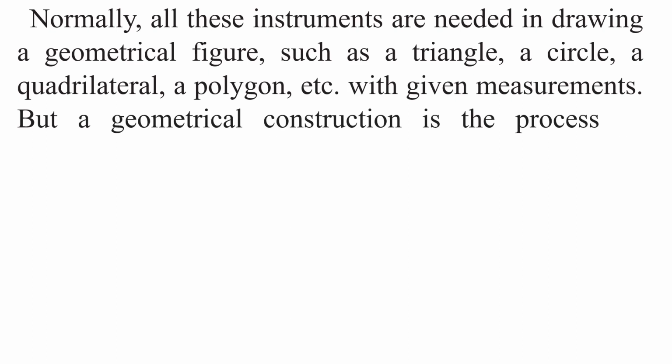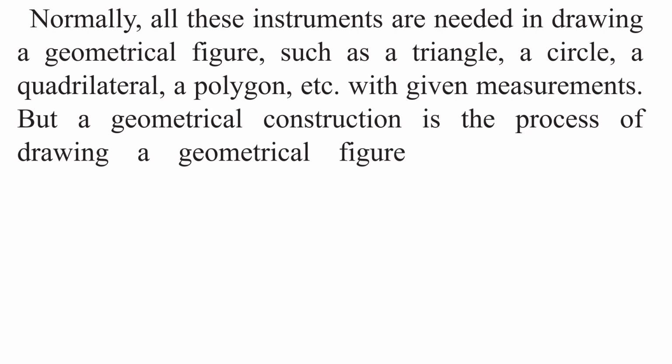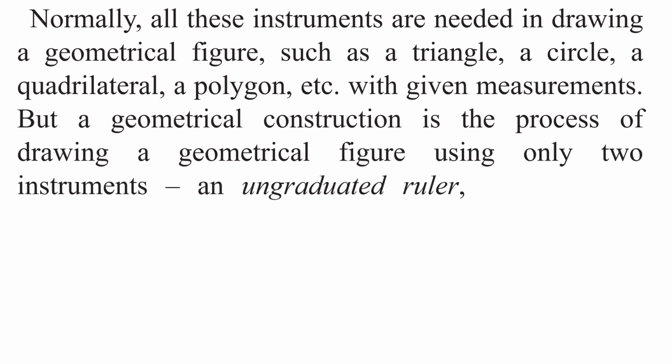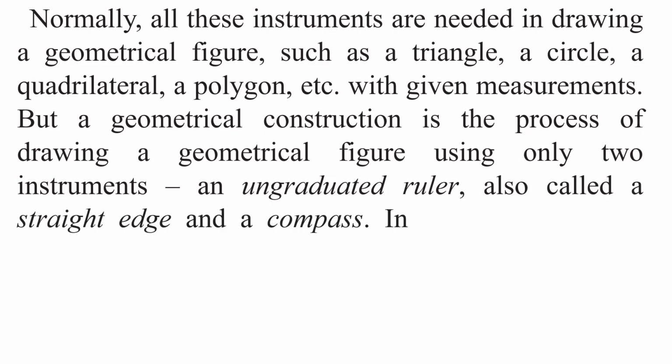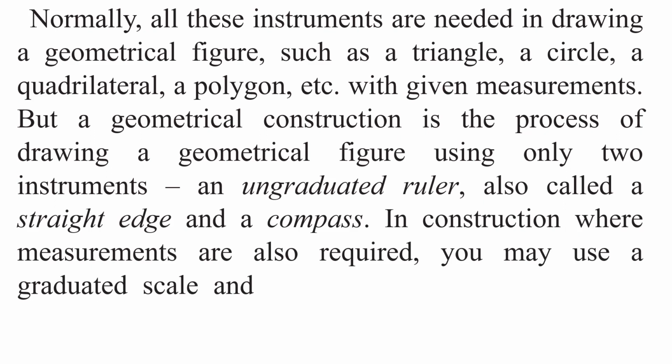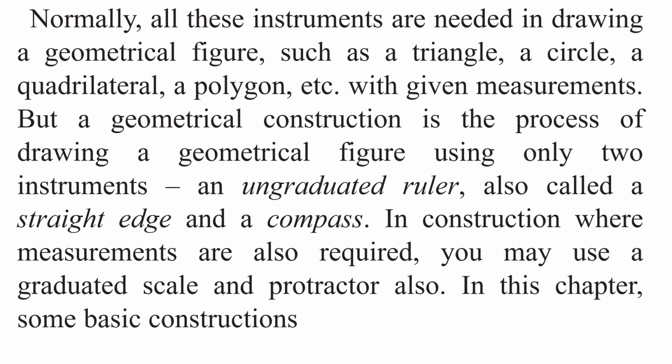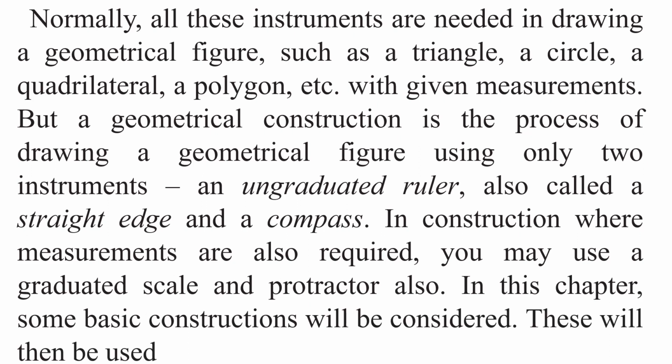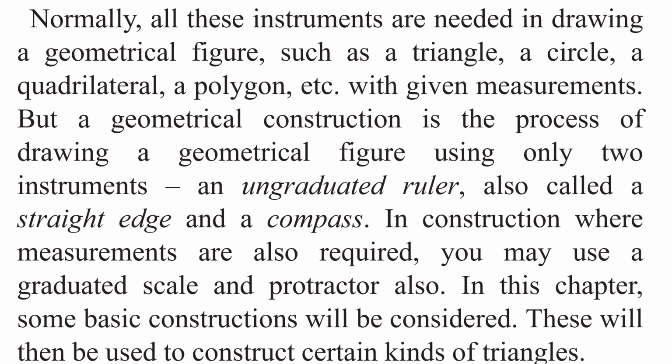But a geometrical construction is the process of drawing a geometrical figure using only two instruments, an ungraduated ruler, also called a straight edge, and a compass. Okay, my children, in a construction where measurements are also required, you may use a graduated scale and a protractor also. In this chapter, some basic constructions will be considered. These will be used to construct certain kinds of triangles.